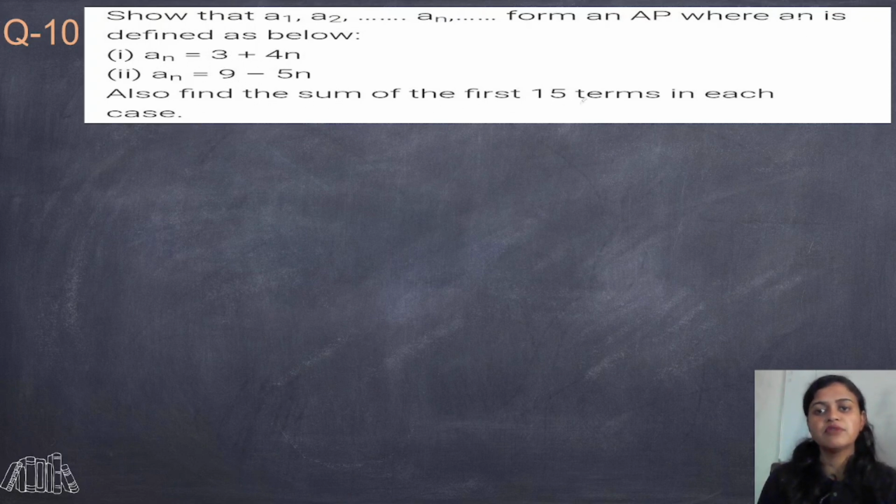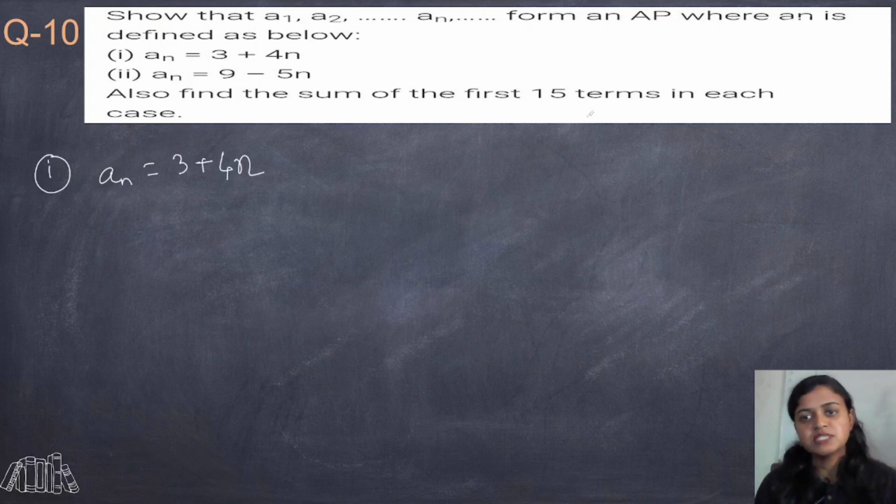Also find the sum of the first 15 terms in each case. Okay, so there are two maths. We have to solve one by one. So question number 1. AN equals 3 plus 4n. You have to find the sum of the first 15 terms.